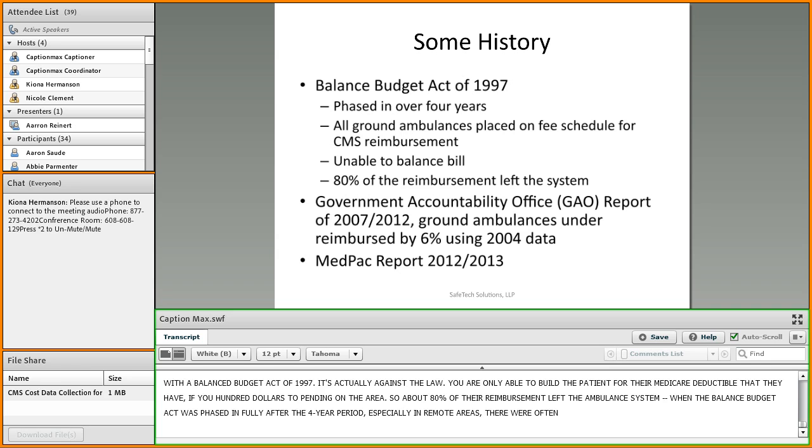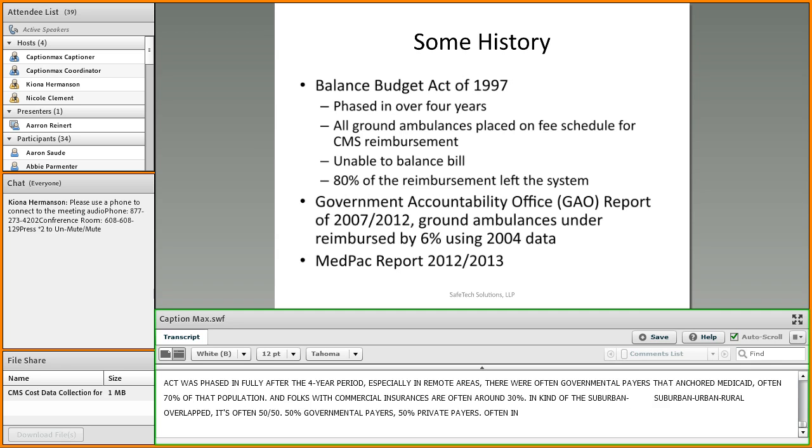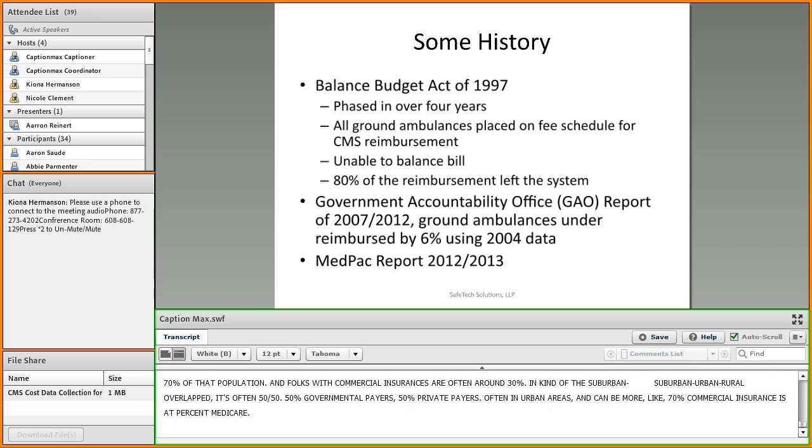It's actually against the law. You're only able to bill the patient for their Medicare deductible, a few hundred dollars depending on the area. So about 80% of the reimbursement left the ambulance system when the Balanced Budget Act was phased in fully after the four-year period, especially in rural, remote areas where governmental payers, Medicare and Medicaid, are often 70% of that population, and folks with commercial insurance or self-pays are often around 30%.